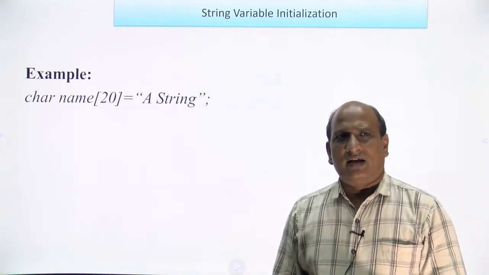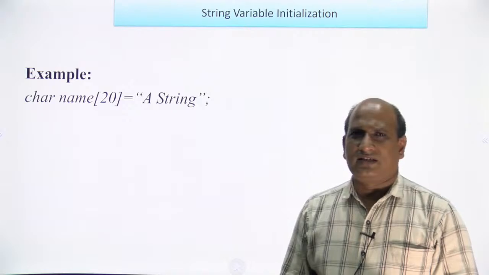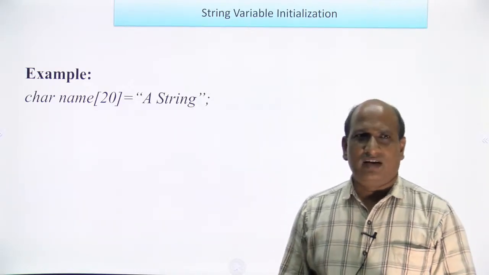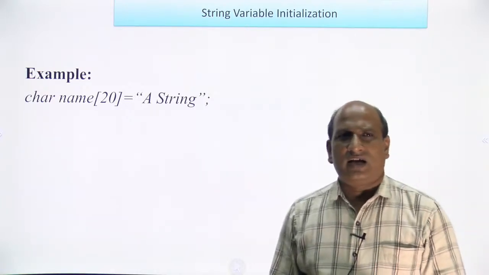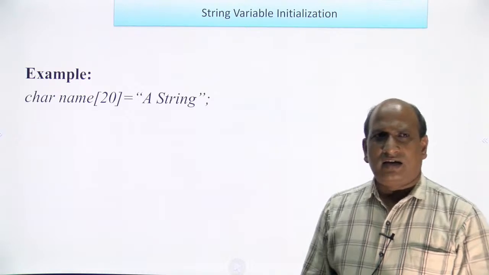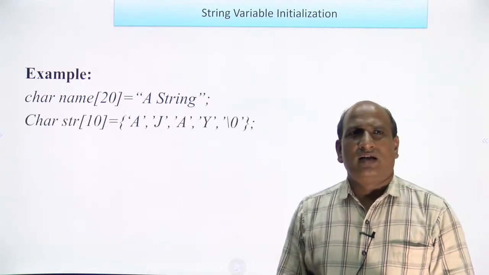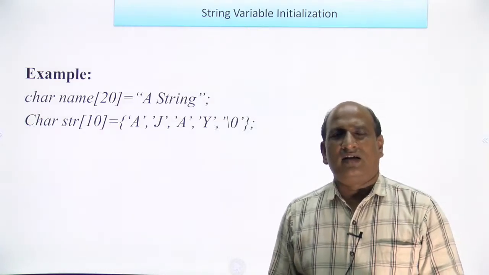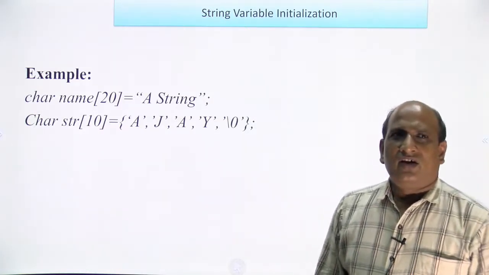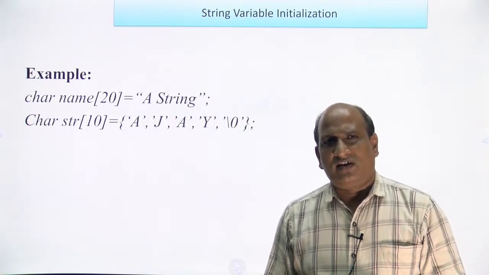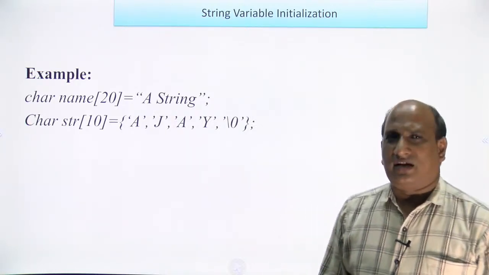I have declared and initialized the string simultaneously. Here I have declared a char type name array of 20 size, and I have initialized a string in that array. Similarly, this way also I can store: I have declared a character type str array of 10 size, and here I have stored different comma separated characters.